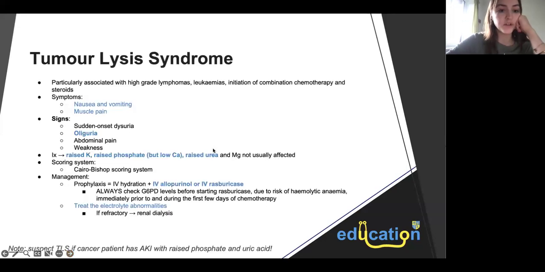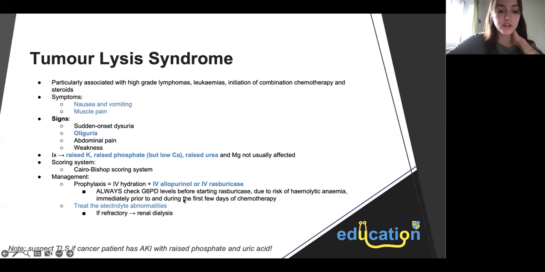But a little bit more about tumor lysis syndrome. So as I said, it's very common in the blood cancers. And it presents as in the stem here. So nausea, vomiting, muscle pain, basically all due to the electrolyte imbalances. It can also cause an AKI, so look out for things like oliguria, abdominal pain. And yeah, in your bloods, as we've just discussed, I think the most important markers that you're looking for are high potassium, high phosphate, and high urea.